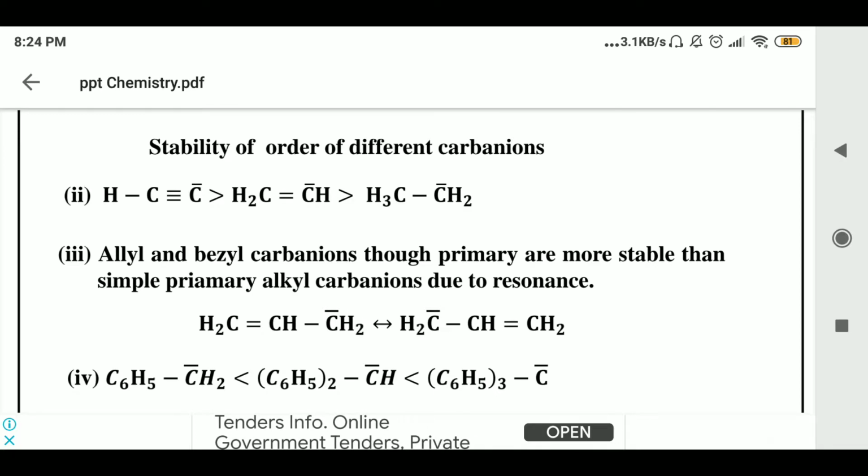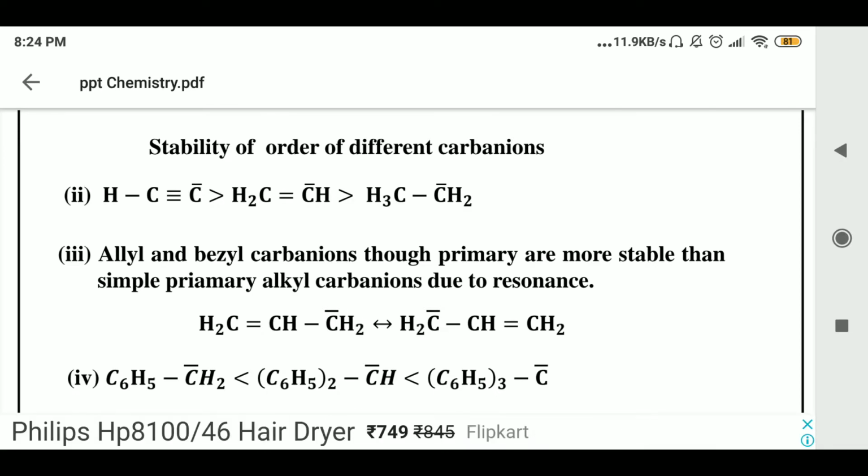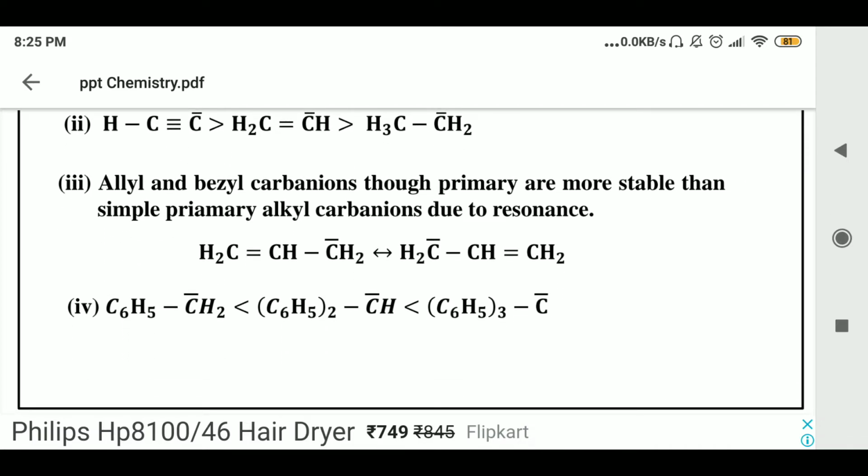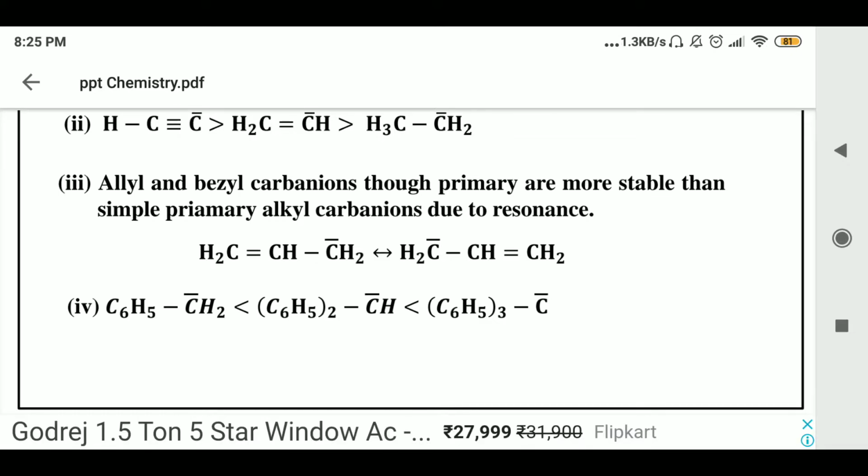Here you can see triple bond is more stable in terms of stability. Triple bond with a lone pair of electrons is more stable than your double bond, and the least stable one is your sp3 hybridized with lone pair, or the anion. Okay, with a negatively charged ion. So the single bond, that is sp3 hybridized carbon with negative charge, is least stable, and the triple bond with negative charge is more stable. Here it is given over here the stability order also. Triphenyl is more stable than your diphenyl, and benzyl is the least stable as far as the stability of aromatic anions is concerned.